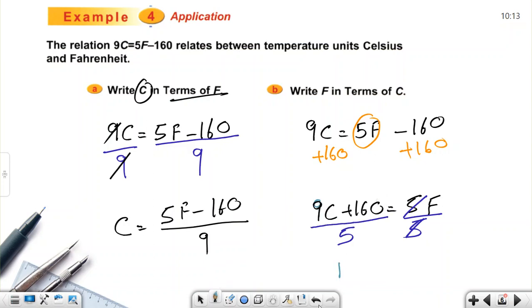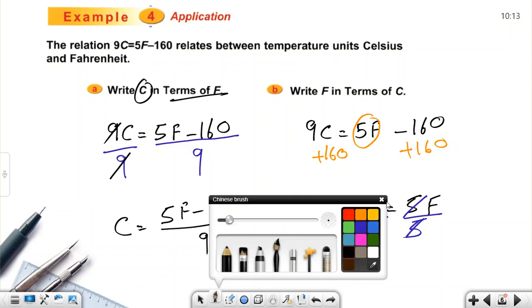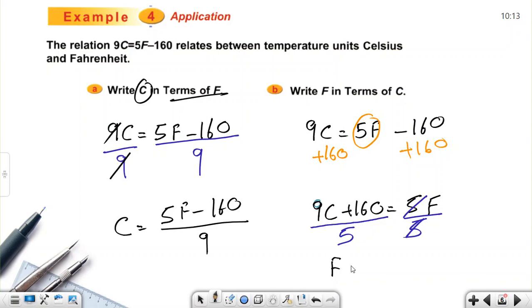So you can say, sorry, I couldn't choose the black again. F is equal to 9C plus 160 over 5.